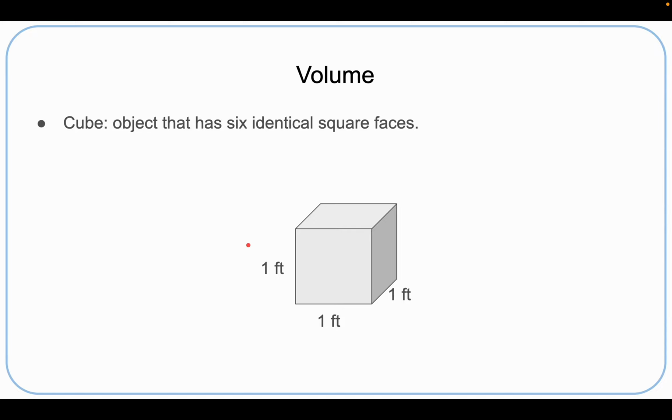So a cube, we should know, is an object that has 6 identical square faces. So here's a cube, each side being 1 foot long. So the width is 1 foot, the height is 1 foot, and the length is 1 foot. And so we would say that the volume of this cube is 1 cubic foot. And so we'd write that as 1 foot to the 3rd power. We use exponents to denote when something is squared or cubed. So this means 1 cubic foot.